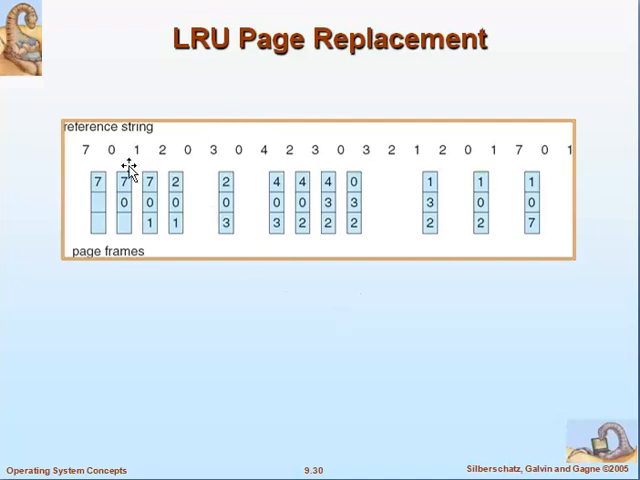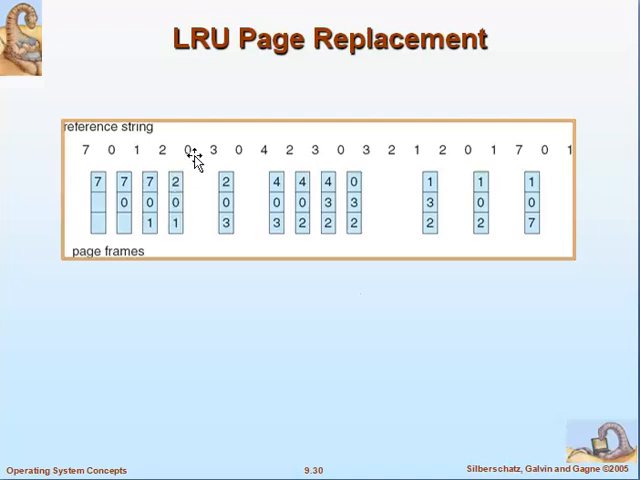This is another example. This is the reference string and LRU. The first 3 page requests will be loaded onto the free frames: 7, 0, 1. Next we have 2. When selecting a replacement for 2, we check which is the most recently used, which is 1, and 7 is the least recently used. So 7 will be replaced with 2, giving 2, 0, 1.